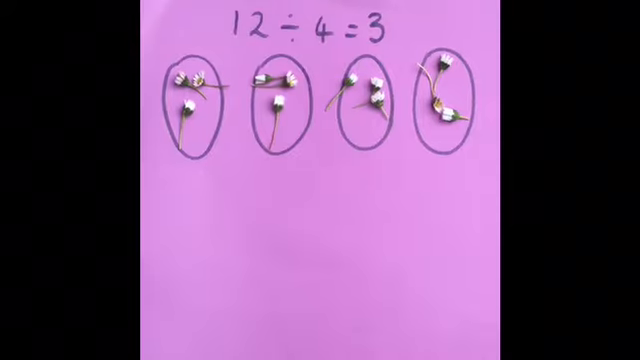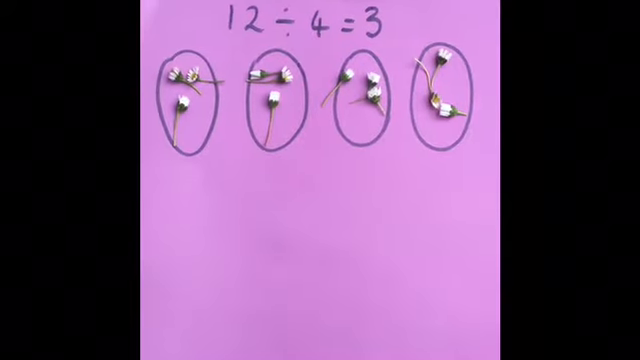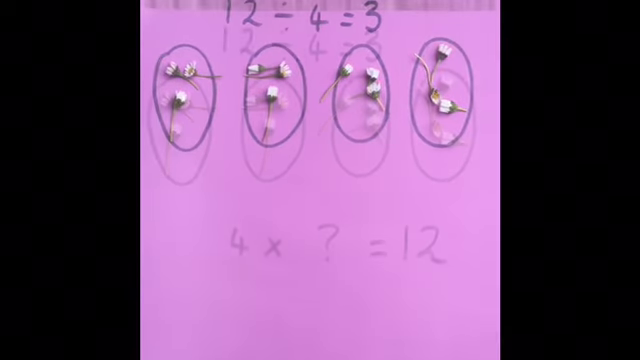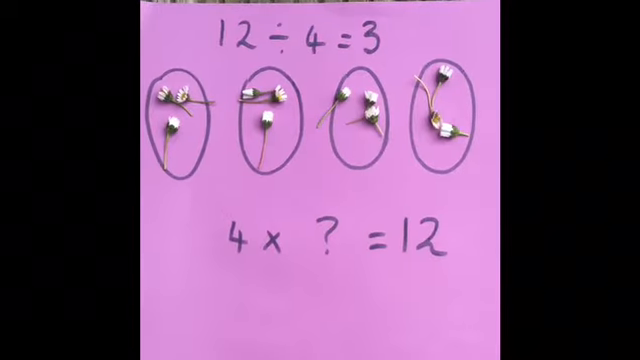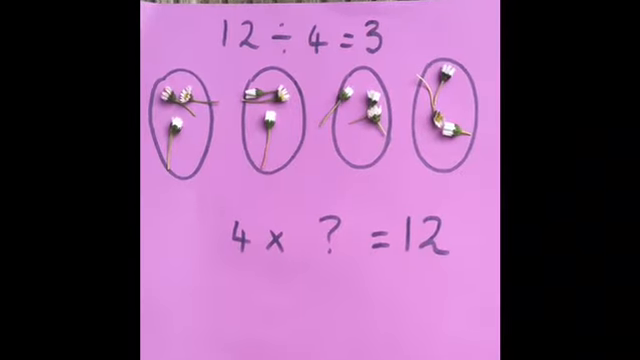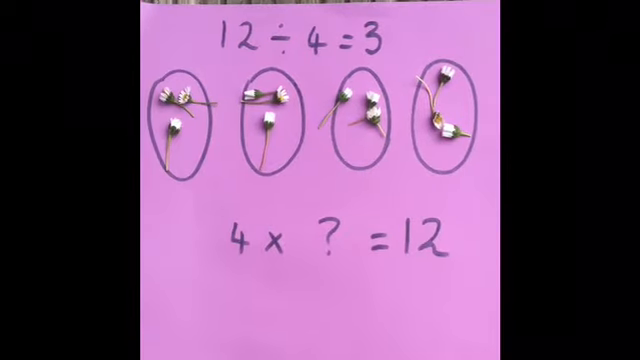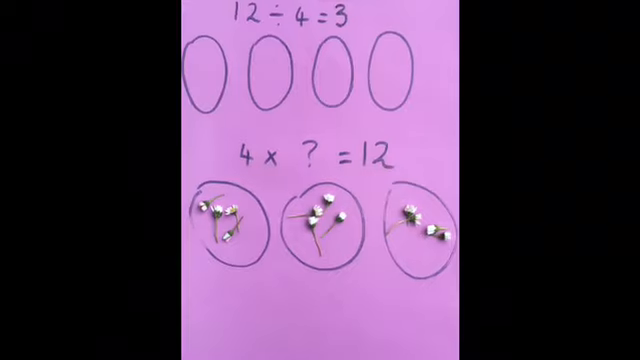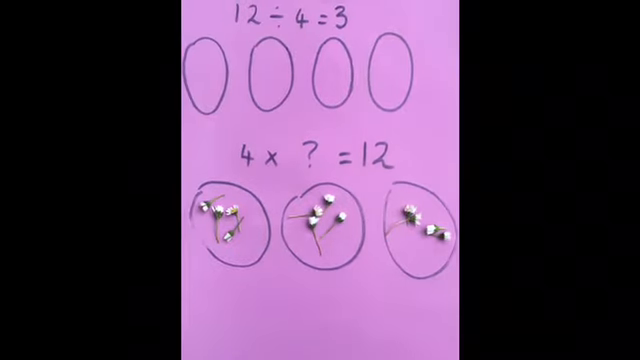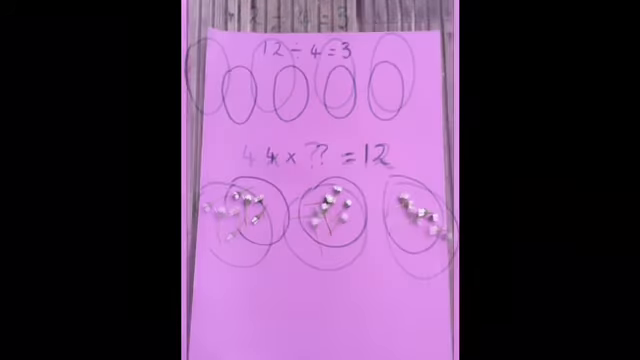Now we can see that 12 shared into 4 equal groups leaves 3 in each group. Using our knowledge of multiplication, we can also think about how many 4s there are in 12. 4 times what is 12. In this calculation we are making groups of 4. We can make 3 groups of 4.